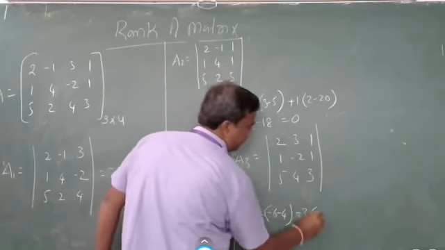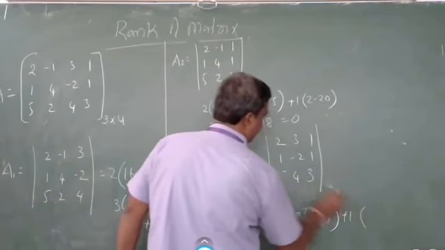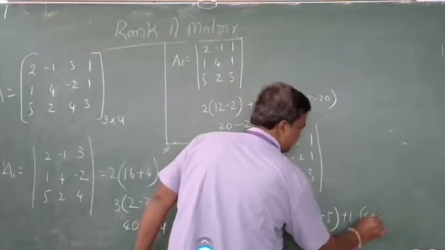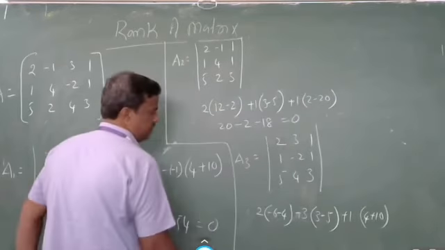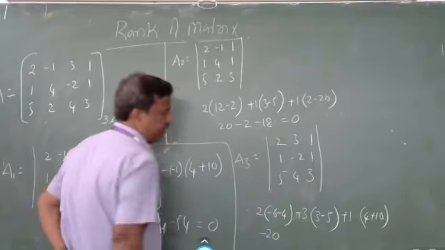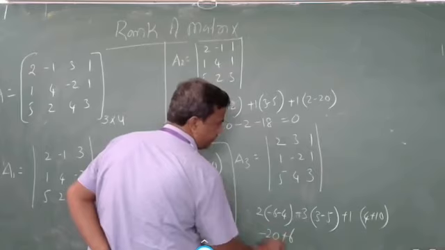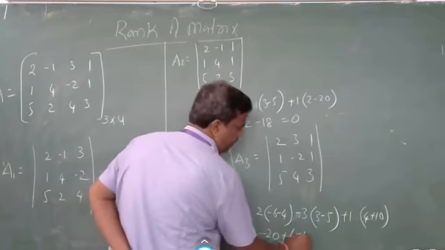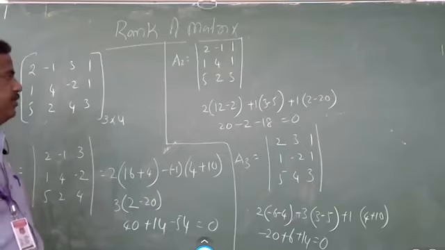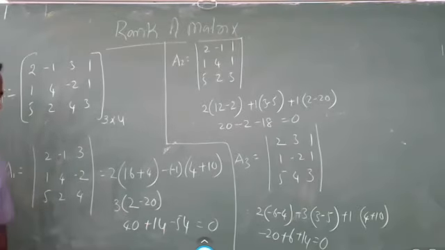3 minus 5 and plus 1 into 4 plus 10. So minus 10 minus 20 minus into minus plus 6 plus 14 equal to 0. So note down first this one.